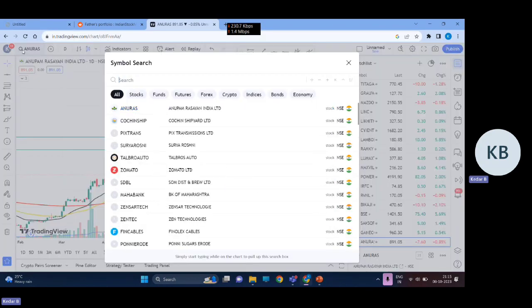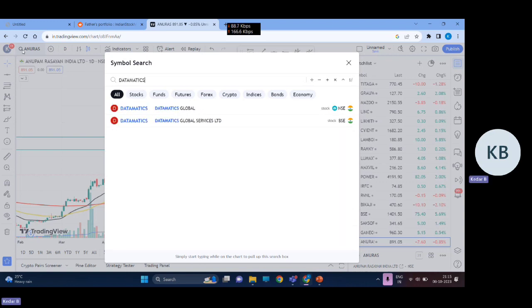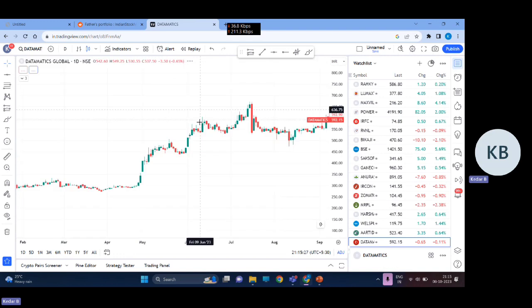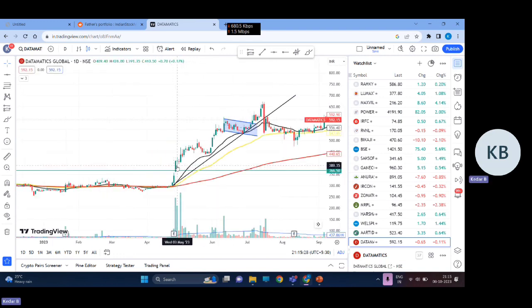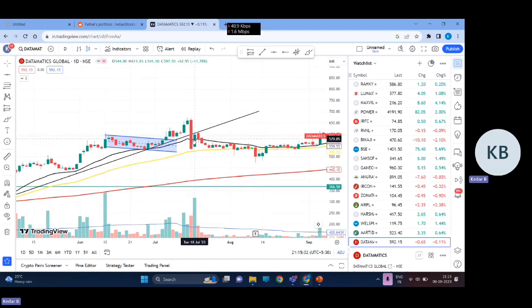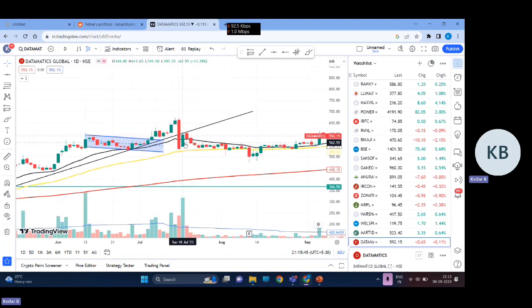One more, if I wanted to show you, Datamatics. I was in this stock here. I had bought it around here, made some good profits, and look what happened. It broke this trend line. It fell around 19% in a single day, and I booked it right around here. I had already kept a sell order. I keep updating my sell orders. So I booked it at around 17%.